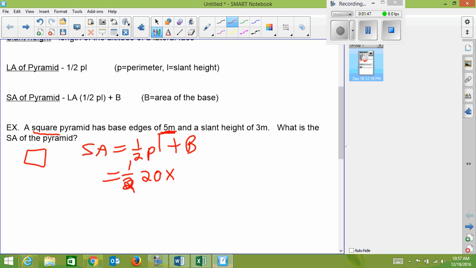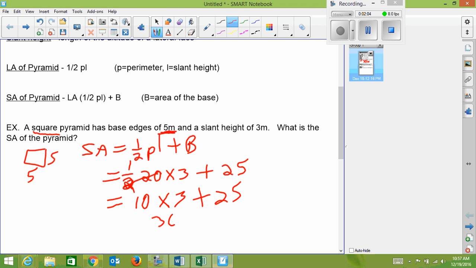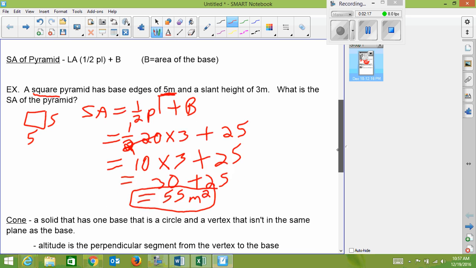The slanted height they're telling you is 3, and then you add the area of the base, which if we have a 5 by 5 square, you just take 5 times 5, the area of the base would be 25. 1/2 of 20 is 10. 10 times 3 is 30. And then if you add your 25, you get 55. And because it is asking for area, you have to label it with square meters. Okay, so not too bad.